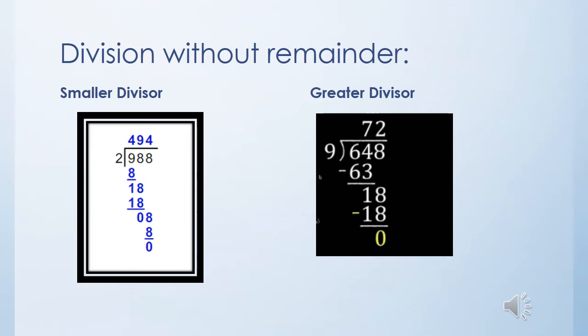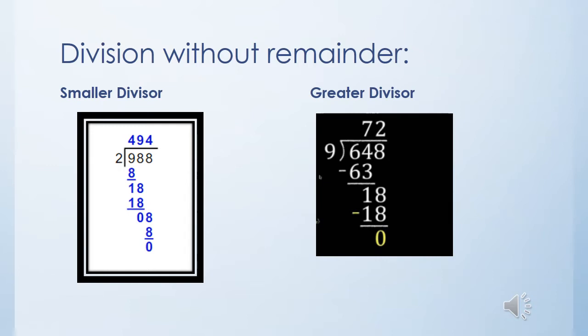2 4s are 8. Now subtraction. 9 minus 8 is 1. 1 is smaller and 2 is greater. On the next step, write down the second digit, that is 8. Now it becomes 18, not 1.